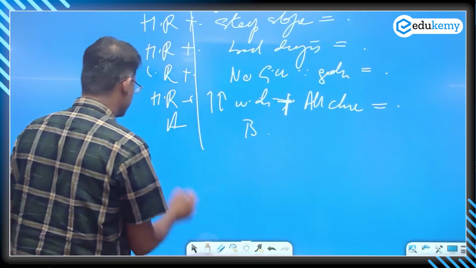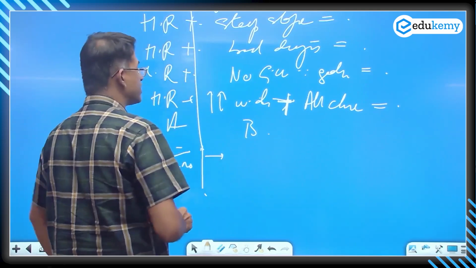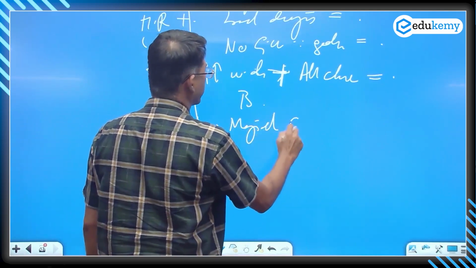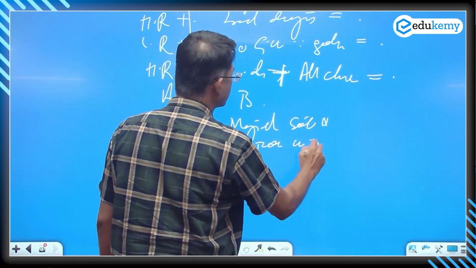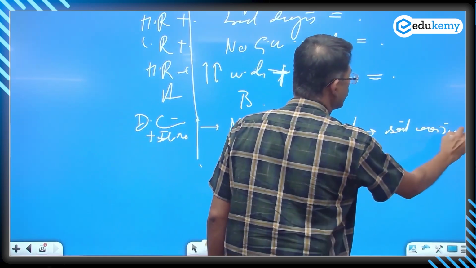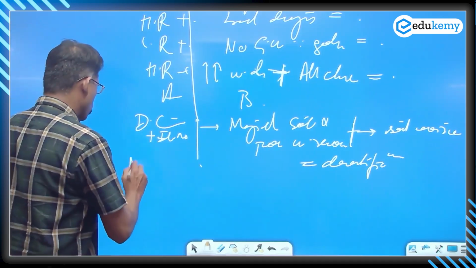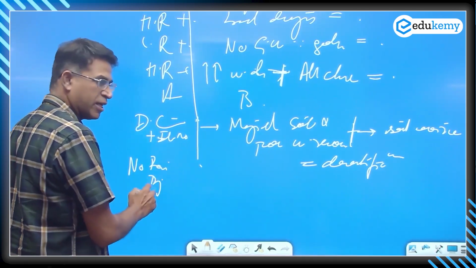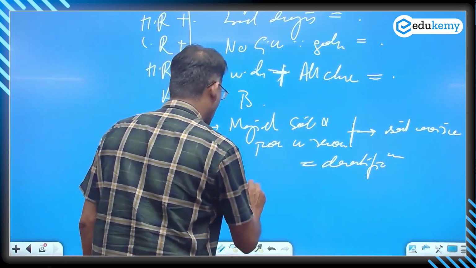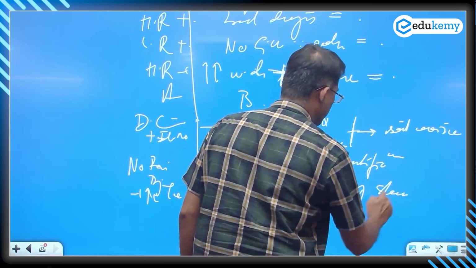So dry conditions plus El Nino, in areas which have marginal soils and poor water resources, there will be soil erosion. This will lead to desertification. No rainfall or dry conditions, plus high temperatures and continentality in absence of streams. This will be a heat wave.